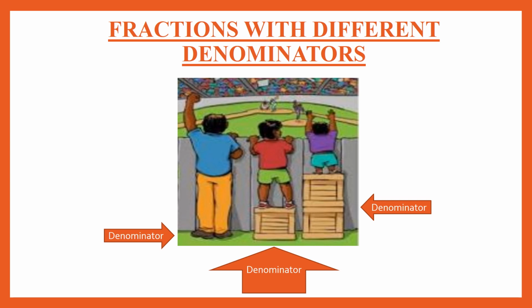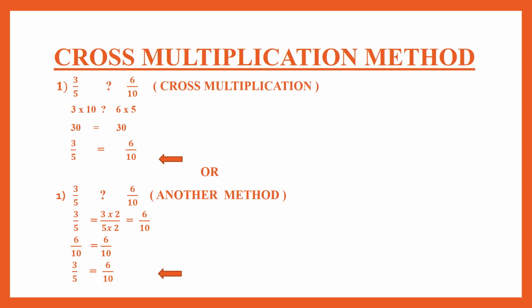Let's now use the cross multiplication method to compare such fractions. So, we are using the cross multiplication method here. The first example, 3 upon 5 has to be compared to 6 upon 10. Cross multiplication, so 3 multiplied by 10 has to be compared to, sorry, 6 multiplied by 5. 3 into 10 is 30, 6 into 5 is 30. If I compare them, they are equal. Therefore, I write the question back again: 3 upon 5 is equal to 6 upon 10.